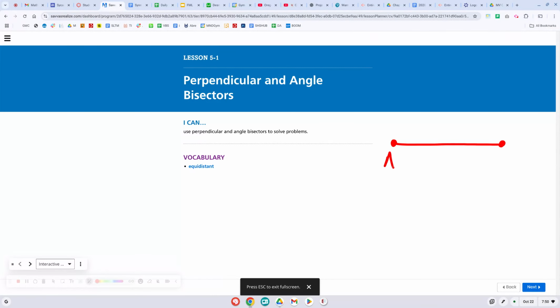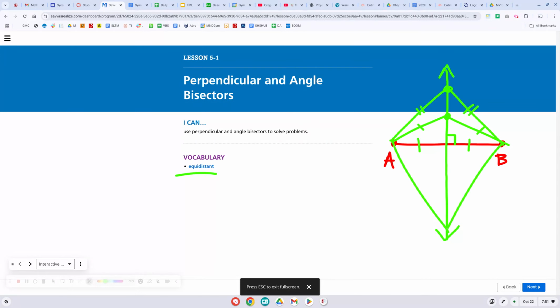So here we have a red segment, AB. The perpendicular bisector of that segment divides the segment into two equal parts and is perpendicular to it. Now, we're going to learn about this term equidistant. Every point on this green line is equidistant, the same distance from A as it is from B. You see that?